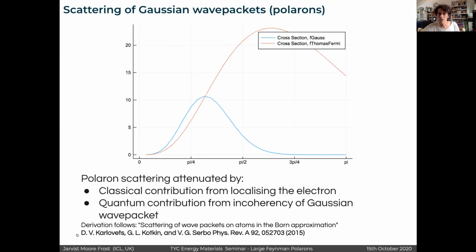And there are two real additional attenuations which occur beyond just the one of the dielectric constant, meaning that you're screening the polarons from any defects in the system. The first one is the classical contribution from physically localizing the electron into its wave packet. And perhaps the more interesting one is you actually get a quantum contribution. This is because your Gaussian wave packet is incoherent, and so it can't actually support the interference, in particular to allow the electron to reflect backwards. So what you find is that when you form a polaron state, which looks a little bit like a Gaussian, it is very, very difficult to have a backscattering reaction.